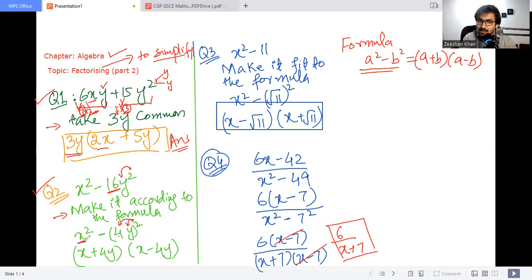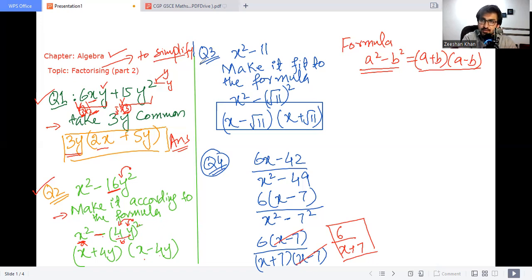Now you can see this square is on y as well as on 4. So now x is a and 4y is b. So a square minus b square. Remember, this must be minus, okay? If it is plus, we cannot apply this formula because you can see in the formula, it is minus in between a square and b square. So now it is ready. We will apply and write the right hand side, which is a plus b and a minus b. So a plus b is x plus 4y and a minus b is x minus 4y. So this is the answer.